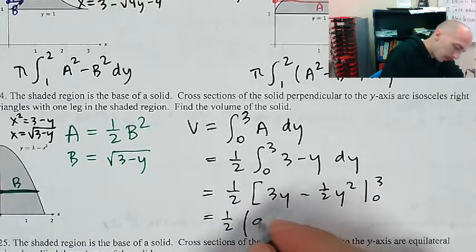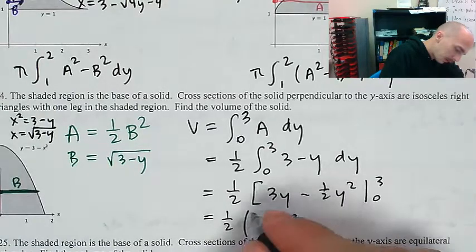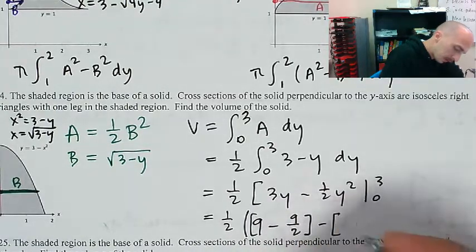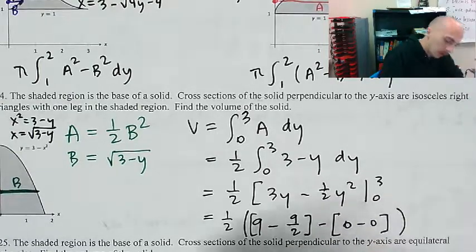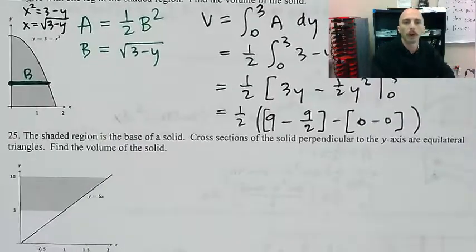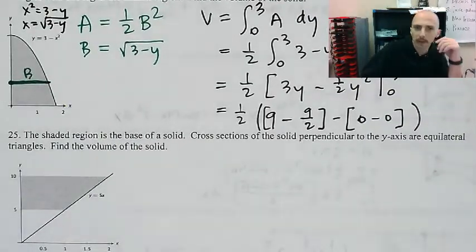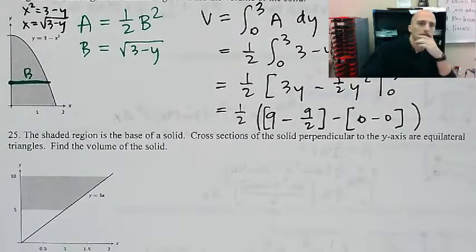So 3y would be 9 minus half of 9. And when I plug in 0, I would get 0 minus 0. And then there I'll have myself an amount of volume. I think it's 9 divided by 4, but you know. All right.